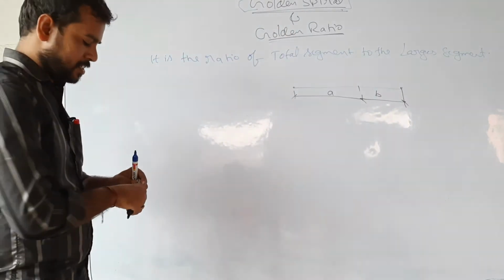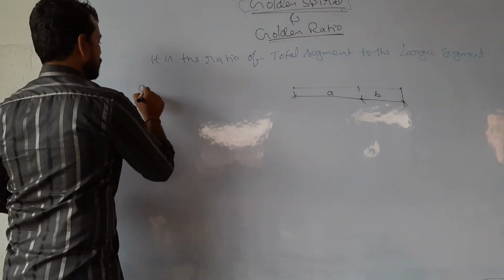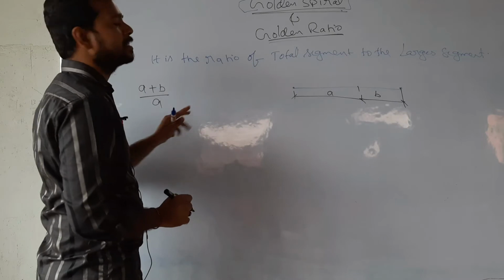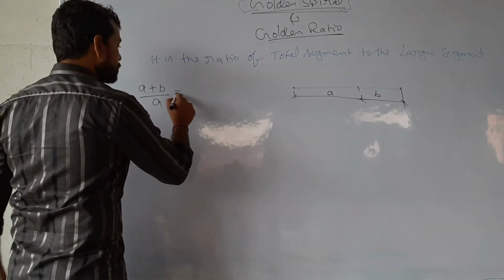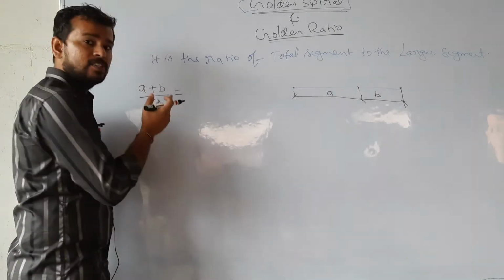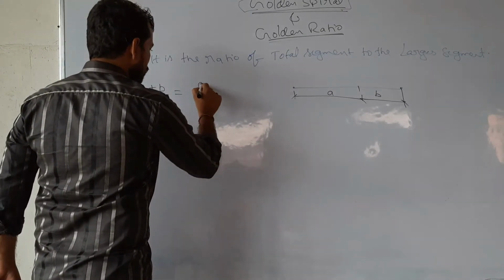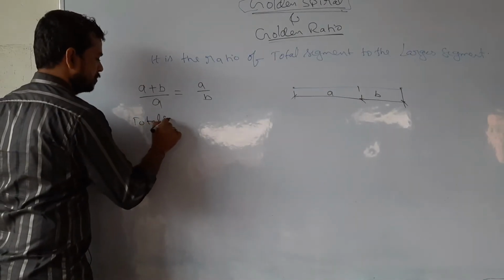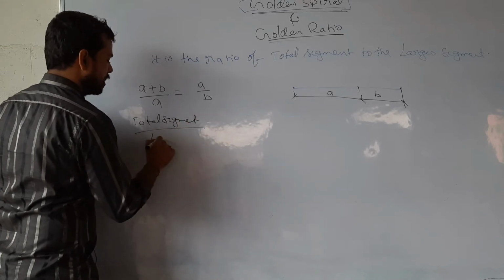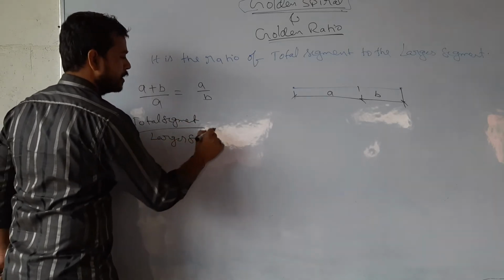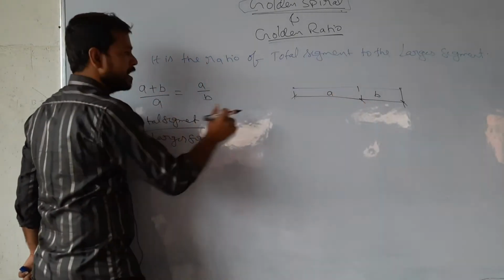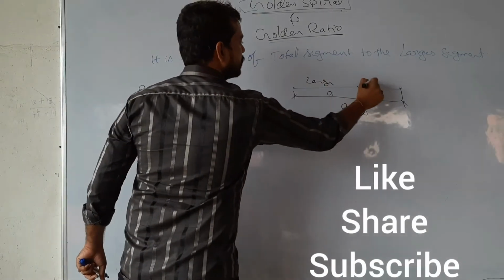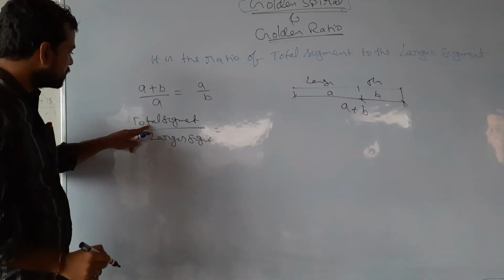Then, according to the definition, the ratio of A plus B by A is nothing but the golden ratio, and this ratio A plus B by A is always equal to A by B. That means this is the total segment and this is the larger segment. The total segment means A plus B. The larger segment is A. The shorter one is B.